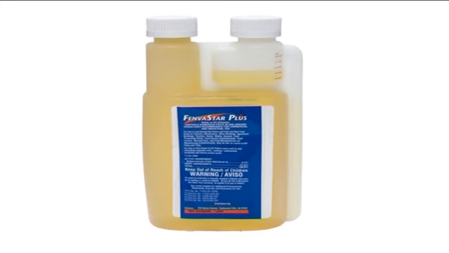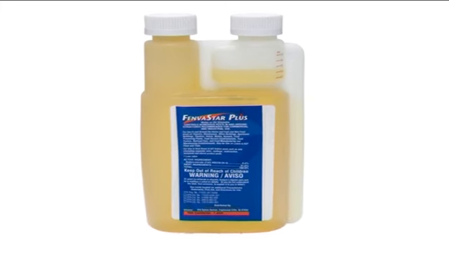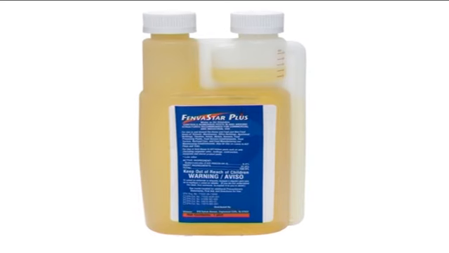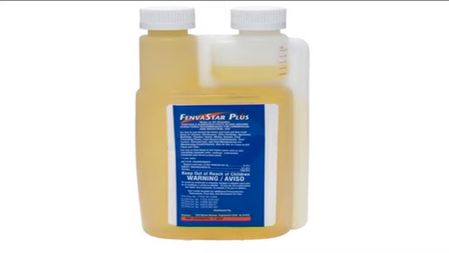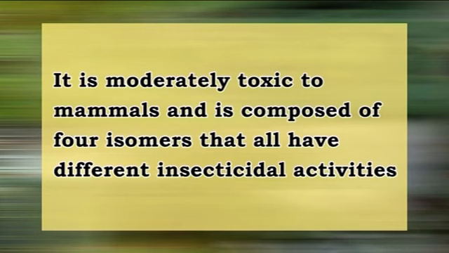The second subheading is fenvalerate. Fenvalerate is a non-leaching, non-volatile pyrethroid insecticide, similar to permethrin, though much more degradable. It is moderately toxic to mammals and is composed of four isomers that all have different insecticidal activities.